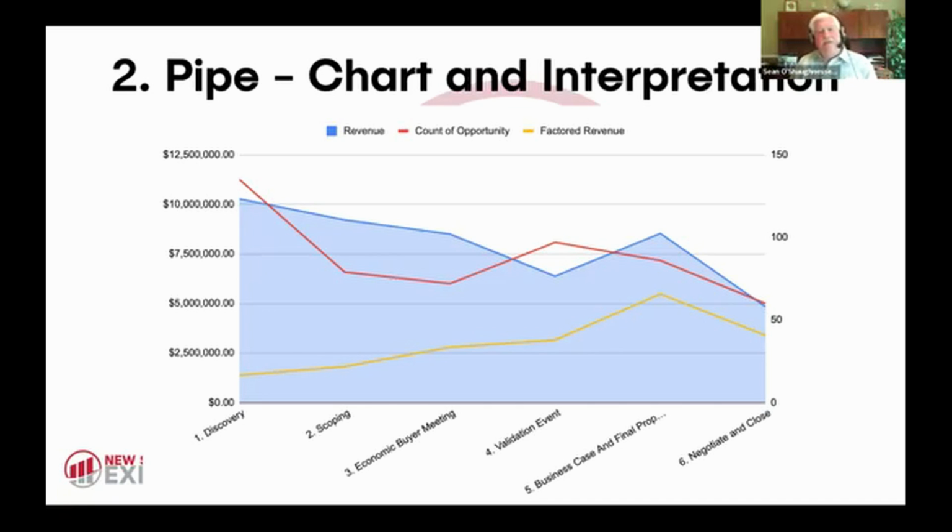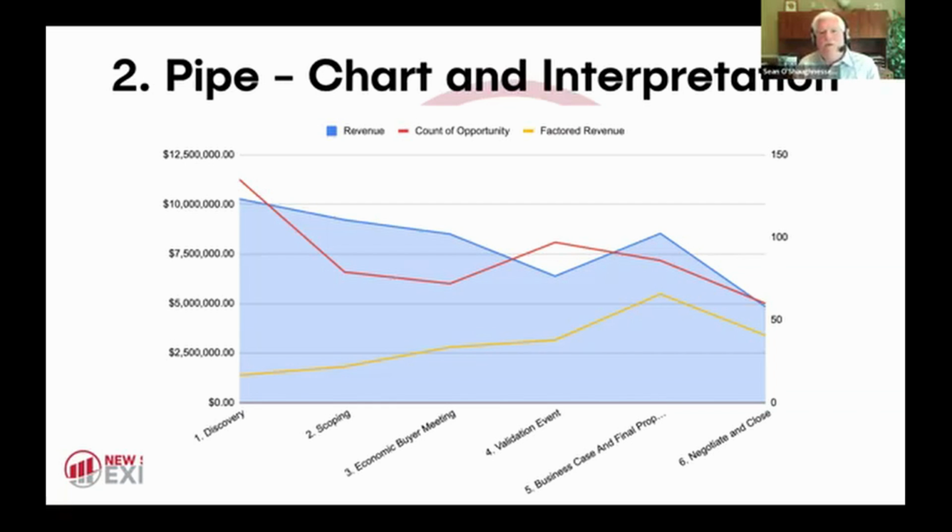So as I look at this, I see some problems. There are at least some things I want to be concerned with. Now, if I'm the CEO, I know what's going on. I've watched this over and over again across the years, but you'll notice that the number of opportunities, that red line, went up at the validation event, right? It seems strange that you have more deals there than you did in the previous step, the economic buyer meeting. That's interesting. And then you also notice that the number for business case and final proposition was higher as well, even though it did go down after the validation event.